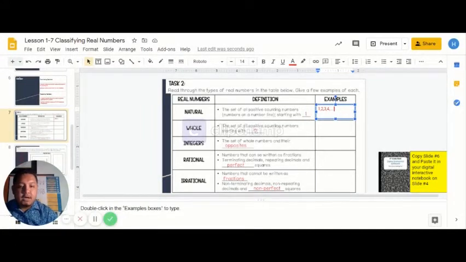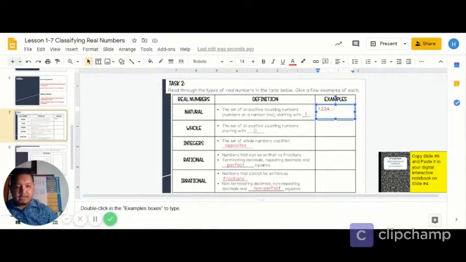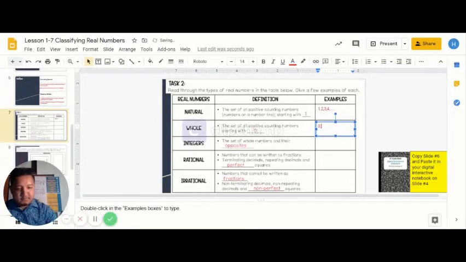Whole numbers are the set of all positive counting numbers starting with 0, okay? So the only difference between a natural number and a whole number is 0. So 0, 1, 2, 3, 4, and so on, okay? The only difference here again is just 0.